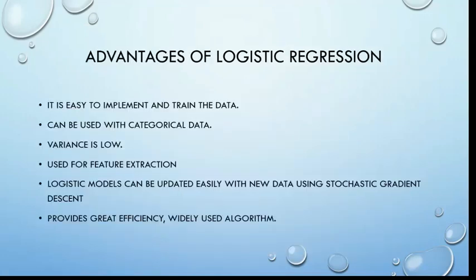So what are the advantages of logistic regression? It is easy to implement and to train on data. It is used with categorical data, and it is easy to use. Its variance is also low, and variance is the spread of the data around the mean. It also uses feature extraction. The features are good for your data and can improve your efficiency. We see that logistic regression sometimes gives very good efficiency. An example is the heart disease dataset, which I have done. Please go through it once. I'll provide it in the description box link.